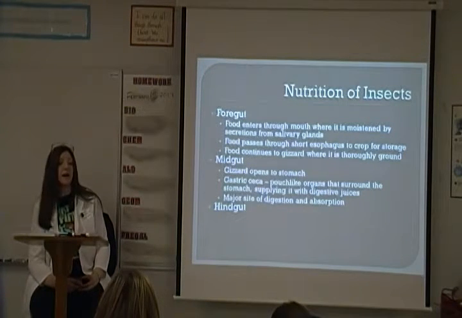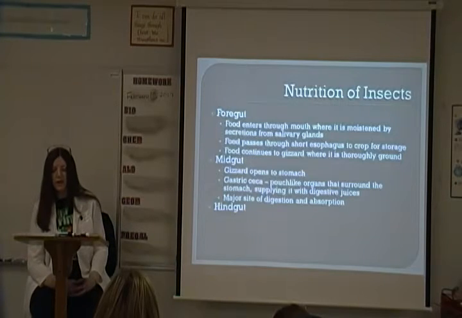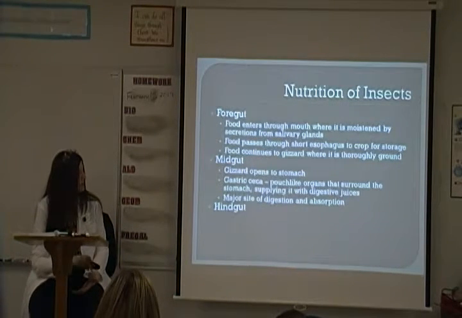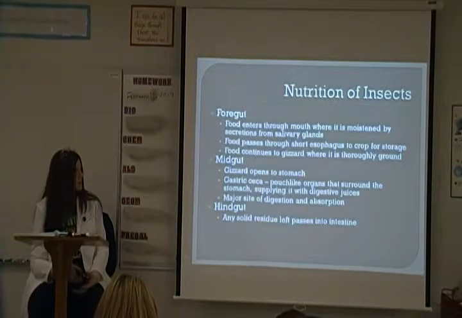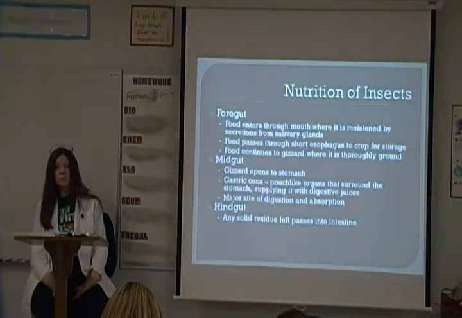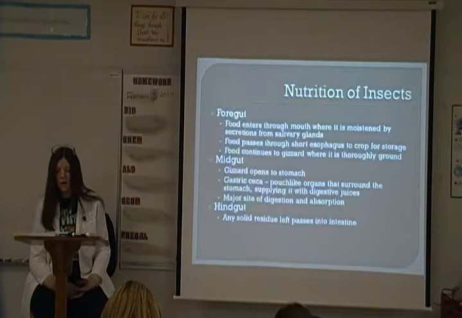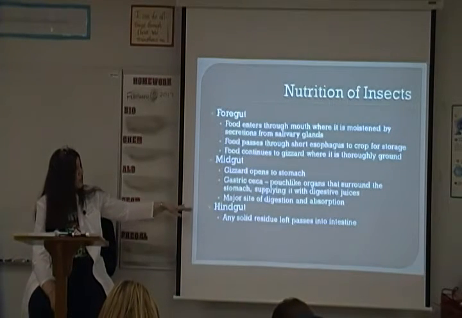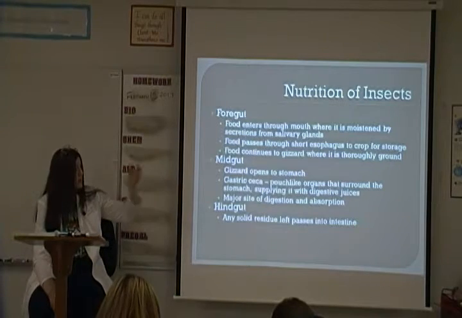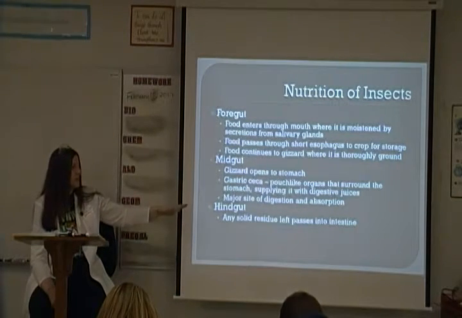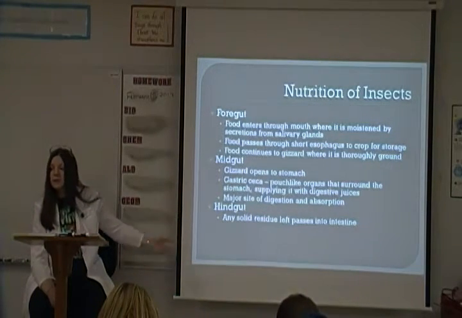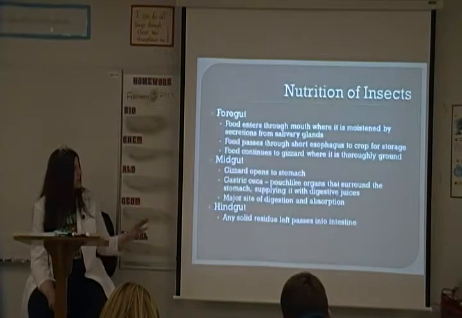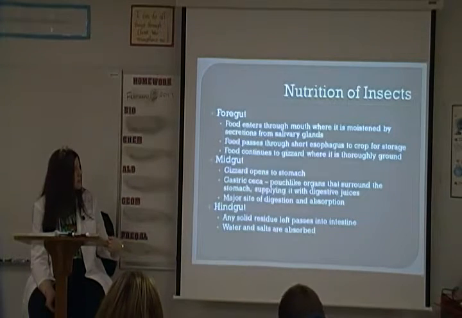And then finally we have the hindgut, which is the end portion. This is really where the intestine is located, and this is the solid residue, the waste that's left. By the way, I forgot to mention that most of the absorption takes place in the midgut because the rest of the digestive system is kind of lined with chitinous plates, so you can't really absorb anything at that point. So this is the solid residue that's left.